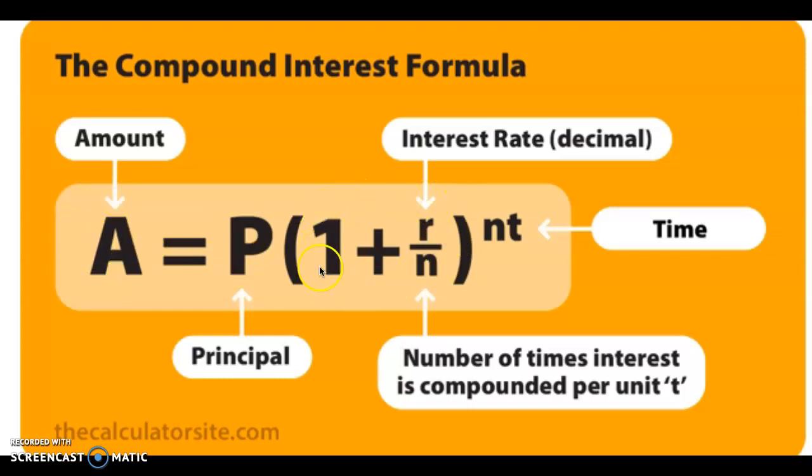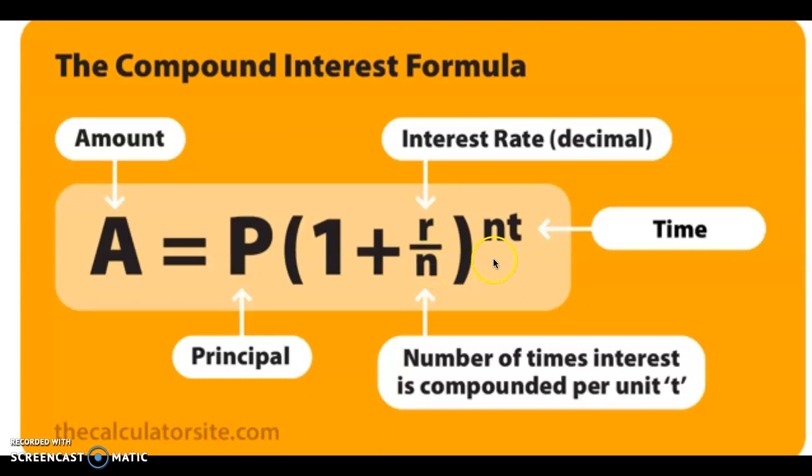Now this little mess right in here is a little complicated, but all it stands for is 1 plus my rate. Make sure that you change your rate to a decimal. So you're always taking your rate percentage and you're dividing by 100. Remember, percent is per 100. Then I take my rate as a decimal and I divide it by n. Now, n is the number of times that the interest is compounded per unit t. And t is time.